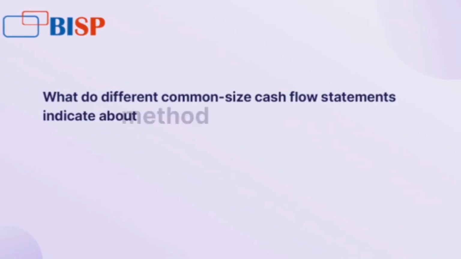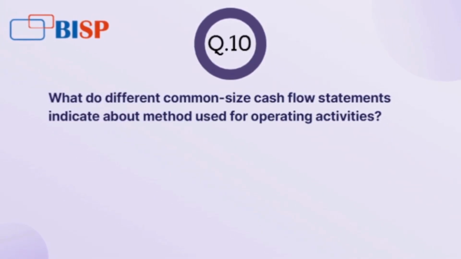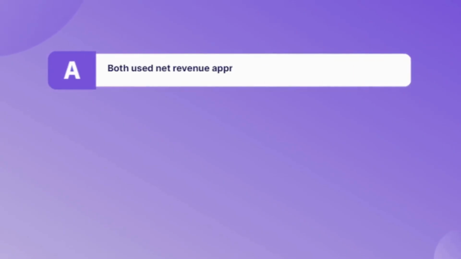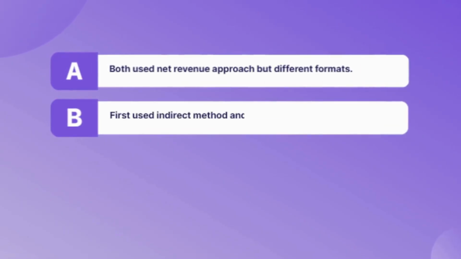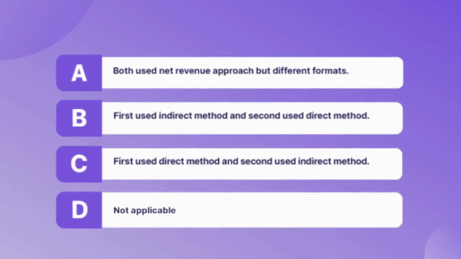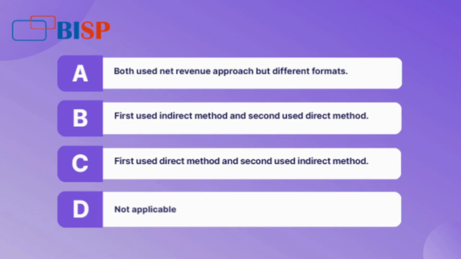What do the two common-size cash flow statements indicate about the method used for operating activities? A. Both used net revenue approach but different formats. B. First used indirect method and second used direct method. C. First used direct method and second used indirect method. D. Not applicable.